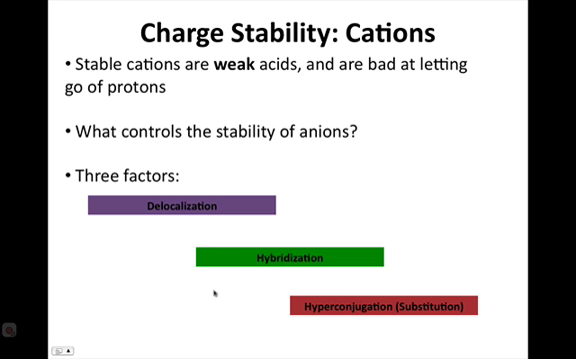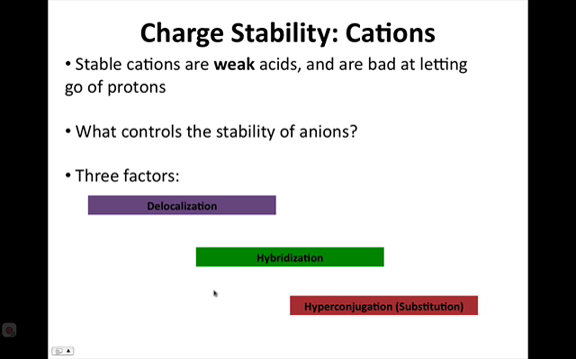As sort of a teaser for next time, here are the three factors that control the charge stability of cations. Two of them should look very familiar to you. Delocalization and hybridization make a return as stabilizing factors for cations, but the third factor is a concept called hyperconjugation that you may not have seen before. So we'll look at hyperconjugation in great detail.